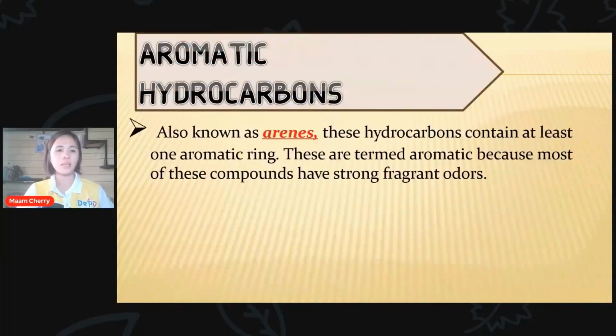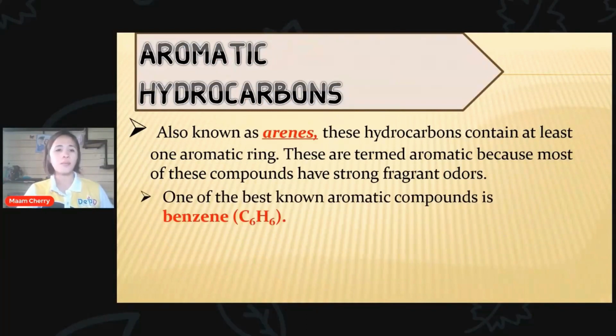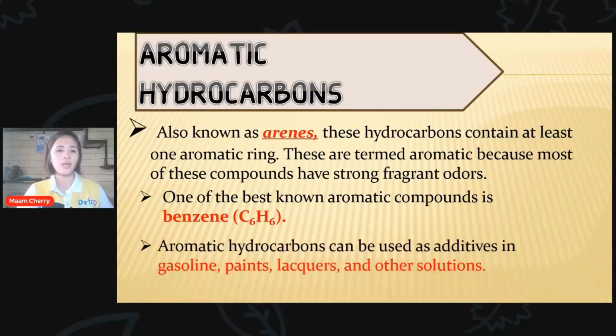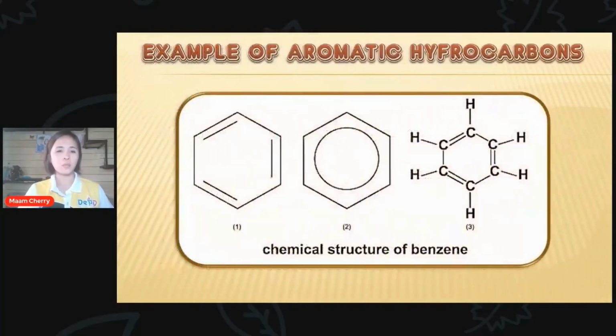When we talk about aromatic hydrocarbons, also known as arenes, these hydrocarbons contain at least one aromatic ring. These are termed aromatic because most of these compounds have strong fragrant odors. One of the best examples is benzene. May molecular formula po siya na C6H6. Aromatic hydrocarbons can be used as additives in gasoline. Yun yung mga paints, diba? Grabe yung amoy niyan, strong odors talaga. And other solutions.